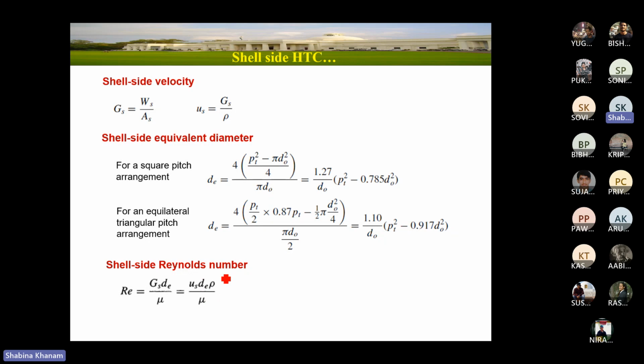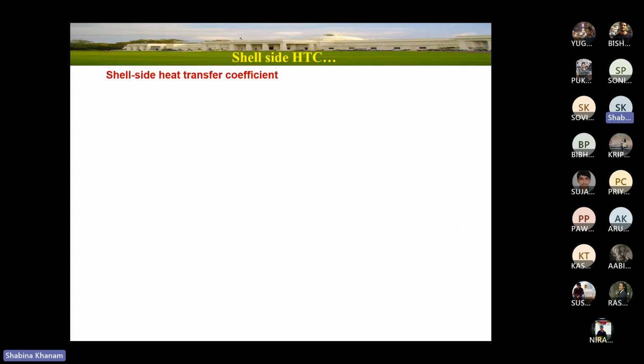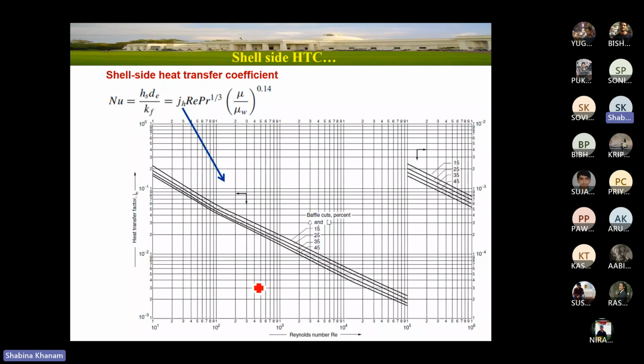In that case, you need to consider DE, not DO, because on the shell side you will have very hazy flow, so we count it with the equivalent diameter. Once I have this Reynolds number, we can find the shell side heat transfer coefficient considering this graph.